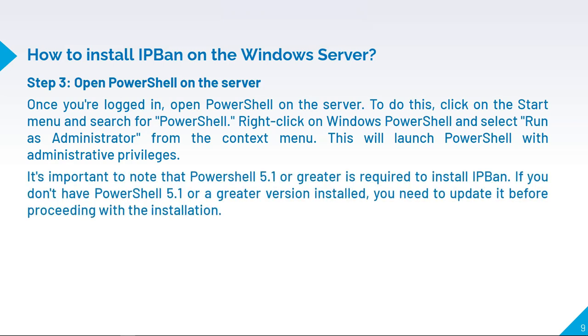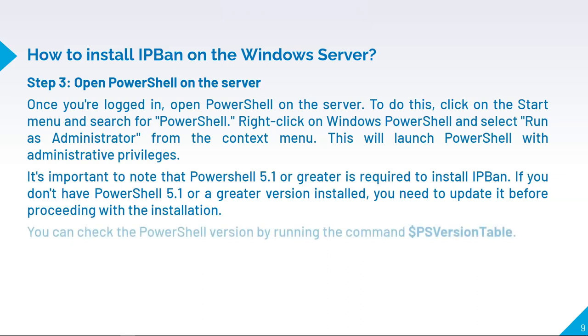It's important to note that PowerShell 5.1 or greater is required to install IPBAN. If you don't have PowerShell 5.1 or a greater version installed, you need to update it before proceeding with the installation. You can check the PowerShell version by running the command $PSVersionTable.